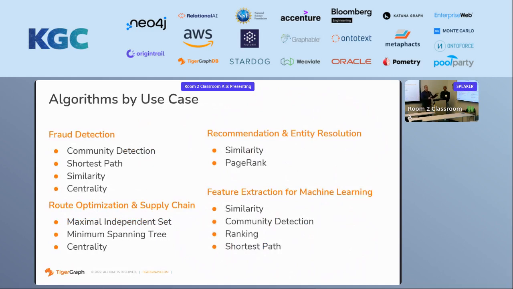So here are the different algorithms by use case. With fraud detection, we use community detection, shortest path, similarity, centrality. For route optimization and supply chain, MIS is a big one, minimum spanning tree, and centrality. For entity resolution, we use similarity algorithms as well as PageRank, finding the most important influencers within a given community. So this means that you're traversing every node in the graph along every edge, and then you find out which is the most influential node in that community. Finally, we use feature extraction for machine learning, so similarity, community detection, ranking, and shortest path.